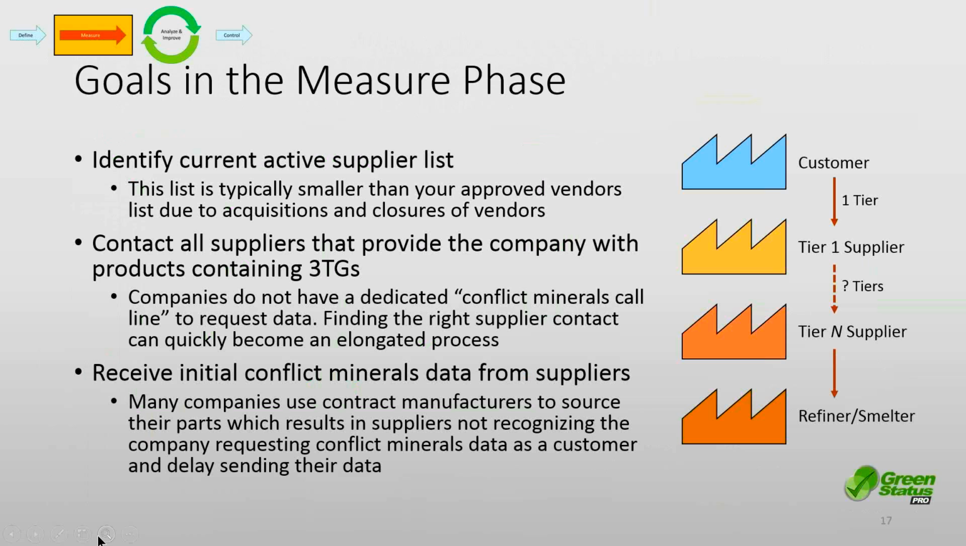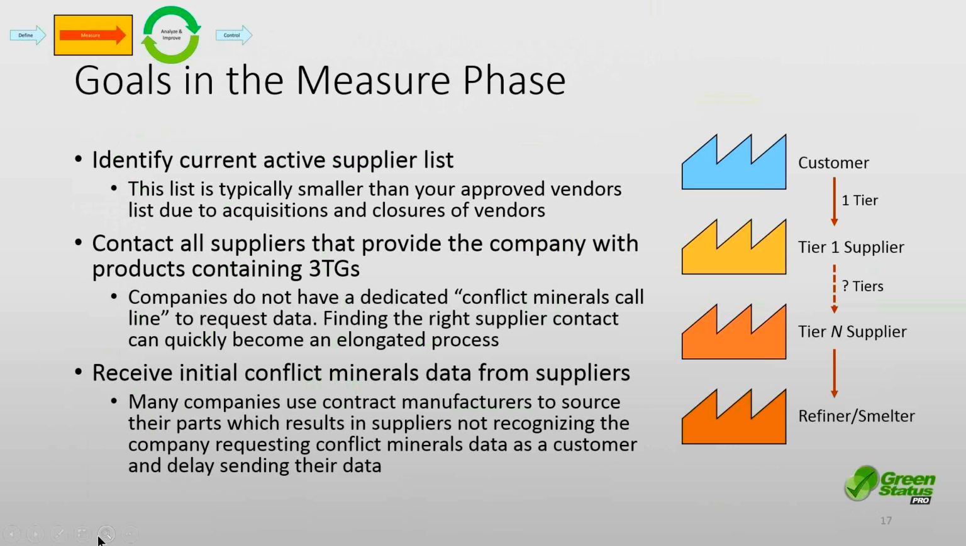So to begin, most of you have already gone through the measure phase, and you have three main goals in terms of identifying your active supplier list, which again is different than actually contacting all your 3TG suppliers. You need to find out the list of suppliers you actually purchase from, which is typically smaller than that list, as these lists are not actively updated.